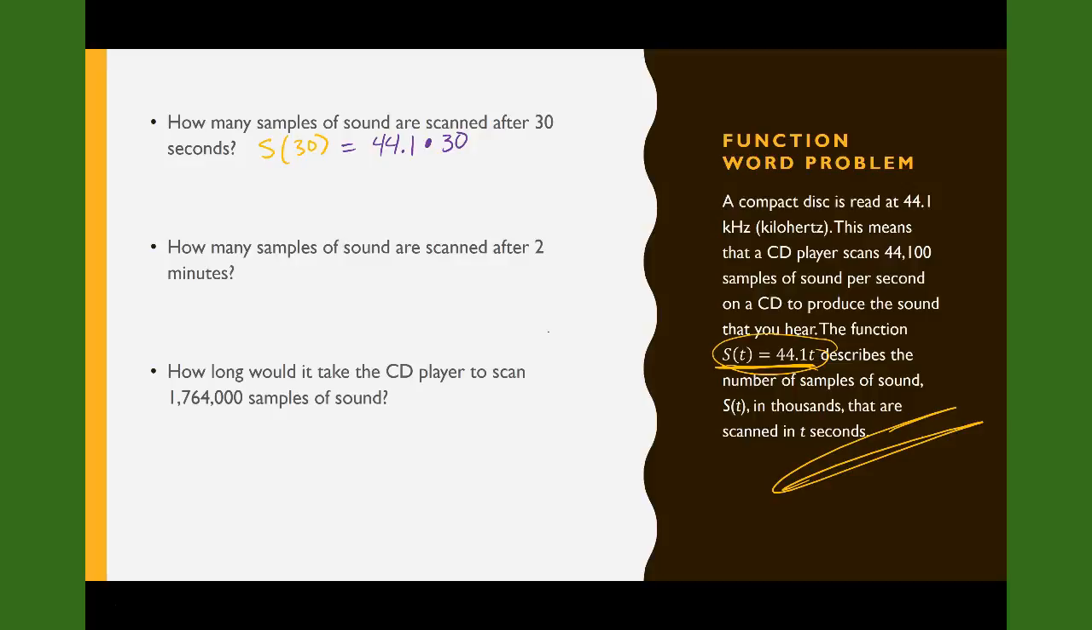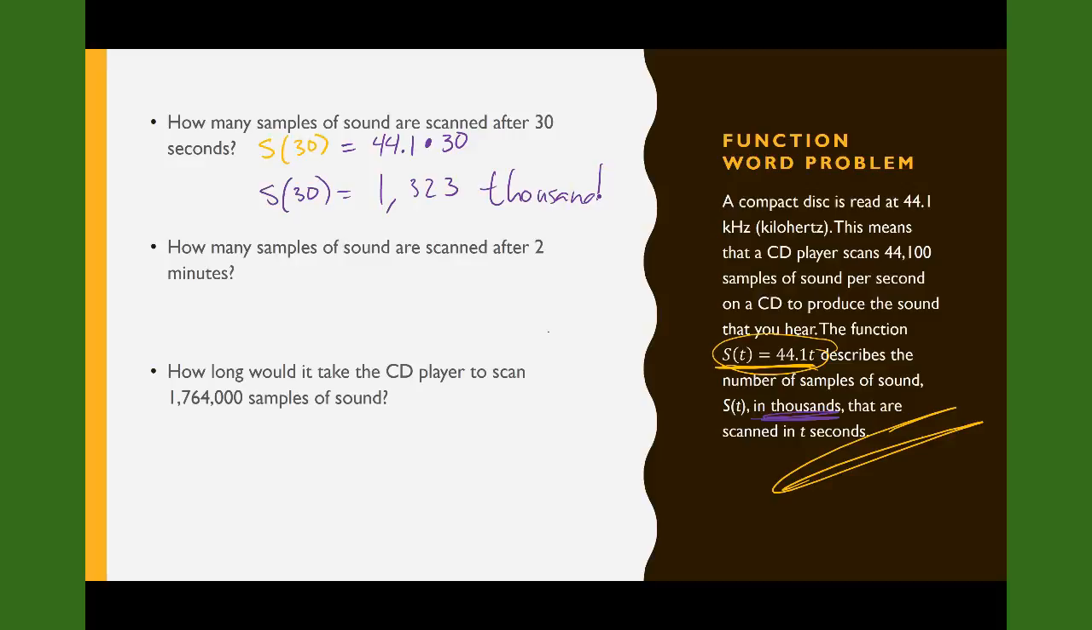So let me do that quick. 44.1 times 30 equals 1,323. So S of 30 equals 1,323. Now remember though that S of t is in thousands. So we have to add 3 more zeros because it's in thousands. Or actually just write the word thousands, because otherwise it will be misleading.